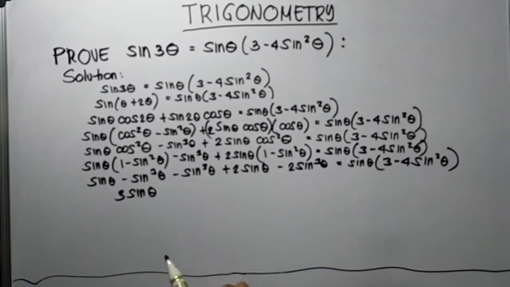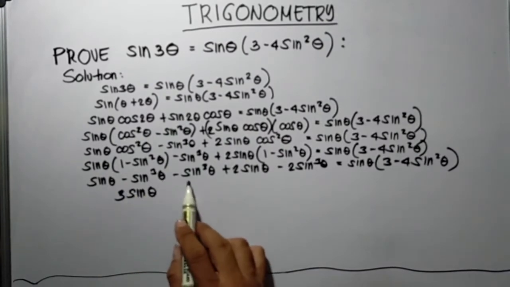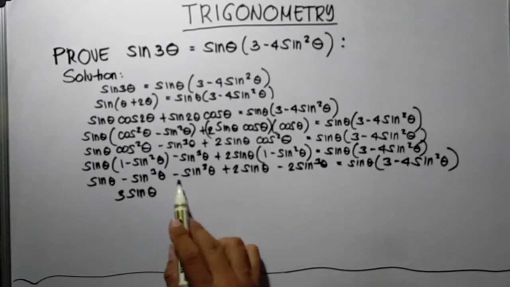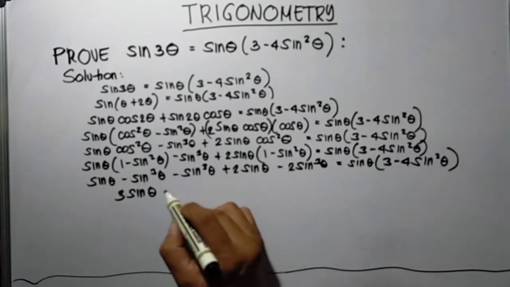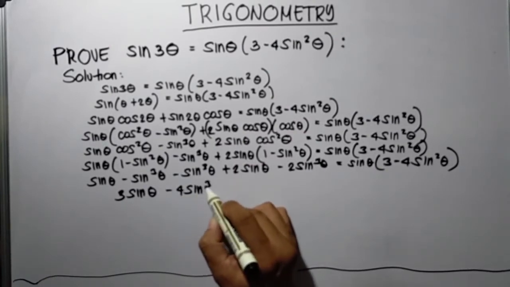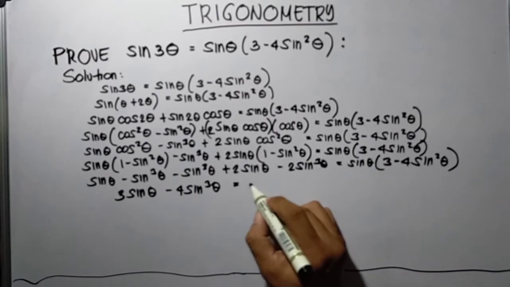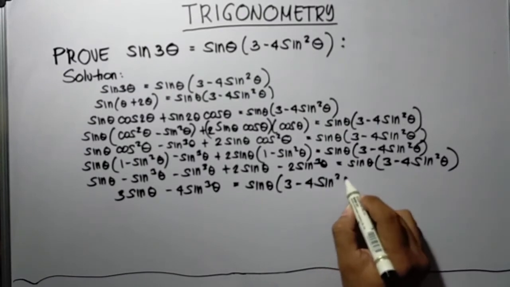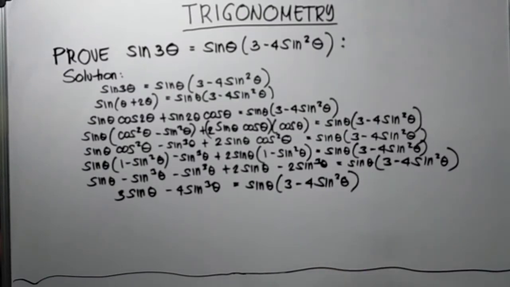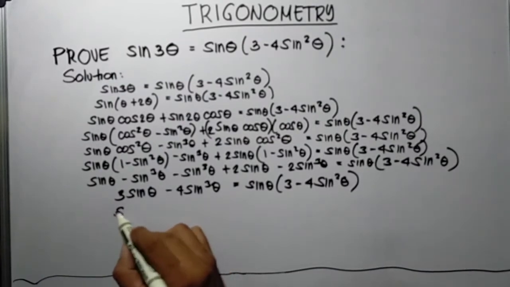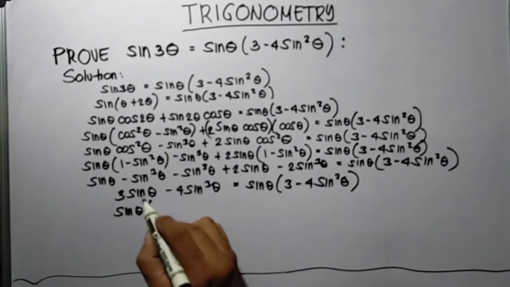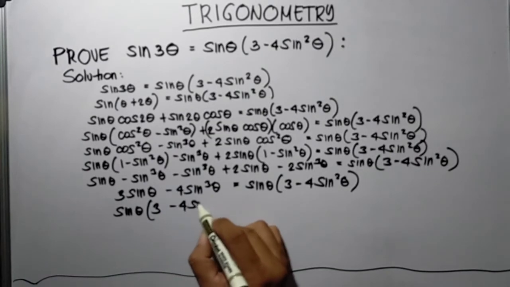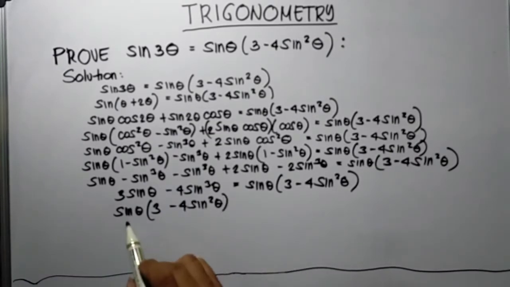Okay? And then you combine all the sine cube terms, so that will become minus 1, minus 2, that will become minus 4 sine cube theta. Okay, so equals sine theta (3 minus 4 sine squared theta). Okay? So here you get the common factor, so that will become sine theta. Okay? So sine theta times (3 minus 4 sine squared theta). Okay? Just move up this common factor, okay?